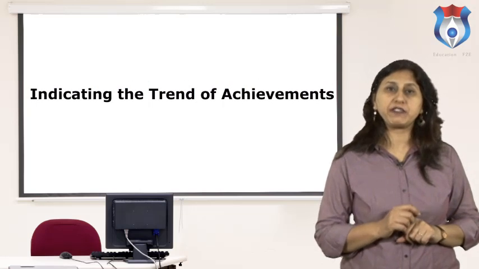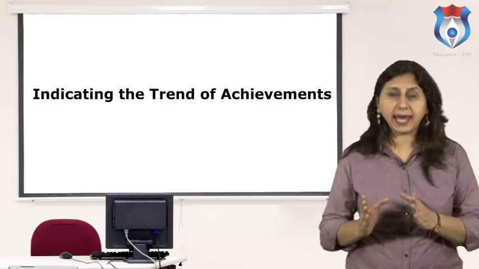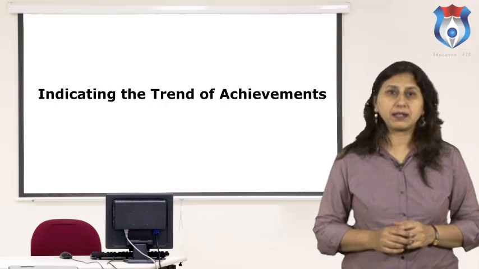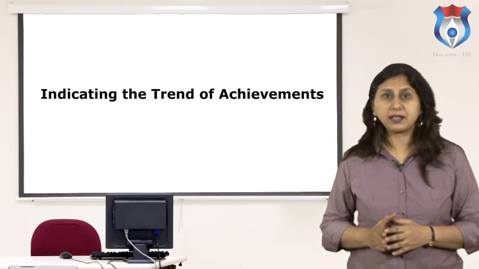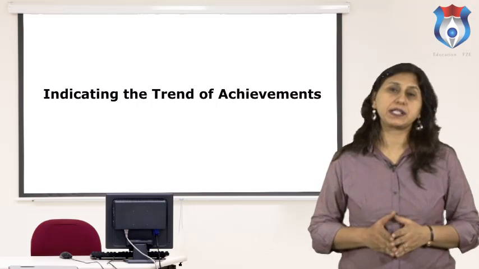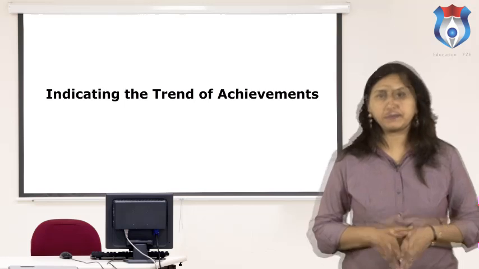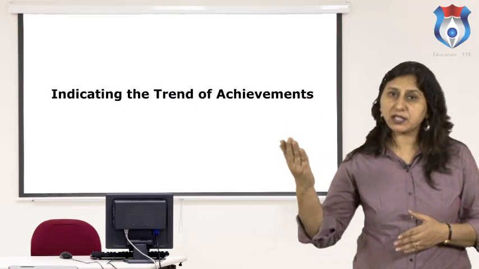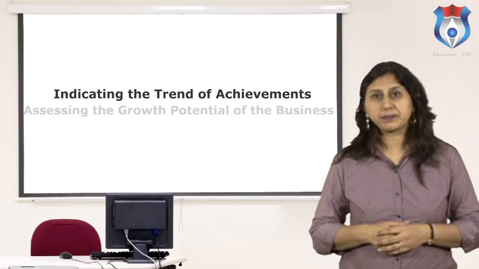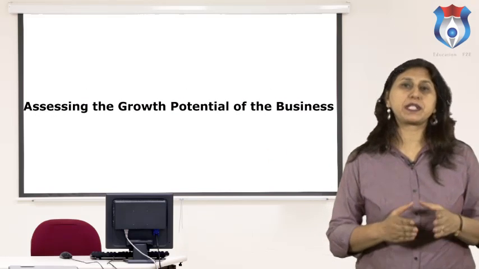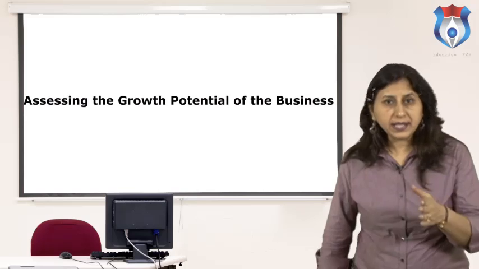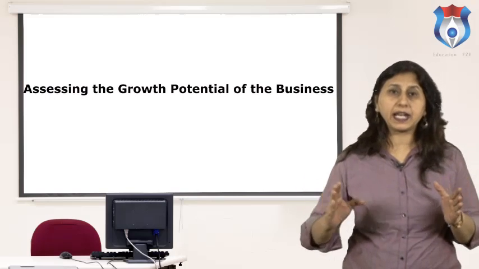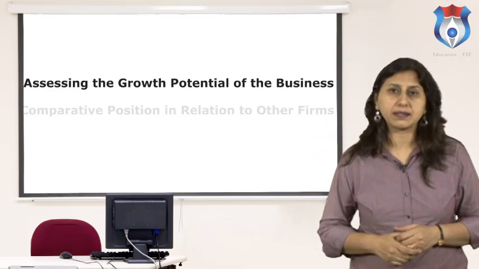Indicating the trend of achievements, financial statements can be compared and the trend regarding various expenses, purchases, sales, gross profits and net profit, etc. can be ascertained. Value of assets and liabilities can be compared and the future prospects of the business can be envisaged. Assessing the growth potential of the business: the trend and other analysis of the business provides sufficient information indicating the growth potential of the business.